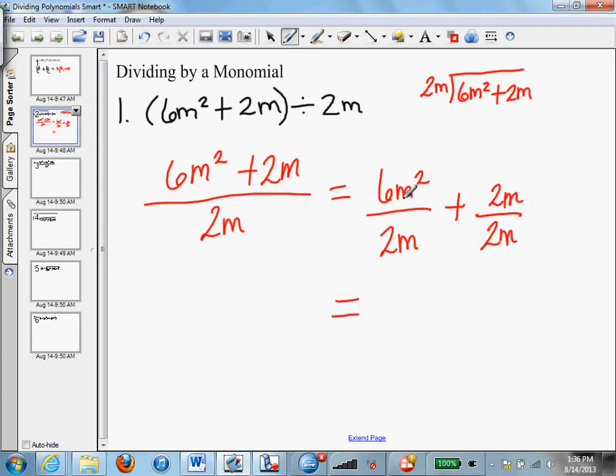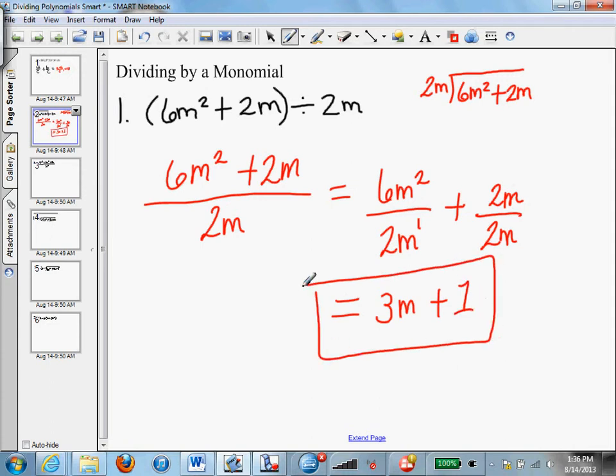Okay, so looking at this first piece, 6m squared over 2m, 6 divided by 2 is going to leave you with 3. Using our rule of exponents, we have the larger exponent on top, so we can just subtract, knowing that that's m with a power of 1 on the bottom, so that's 2 minus 1, or just m to the first power, or just m. Then finally we have 2m over 2m, that's just another way to write 1. And that is the answer to that problem.